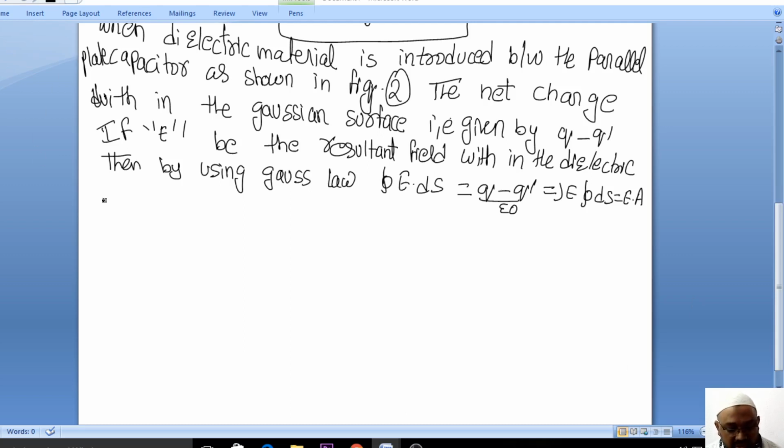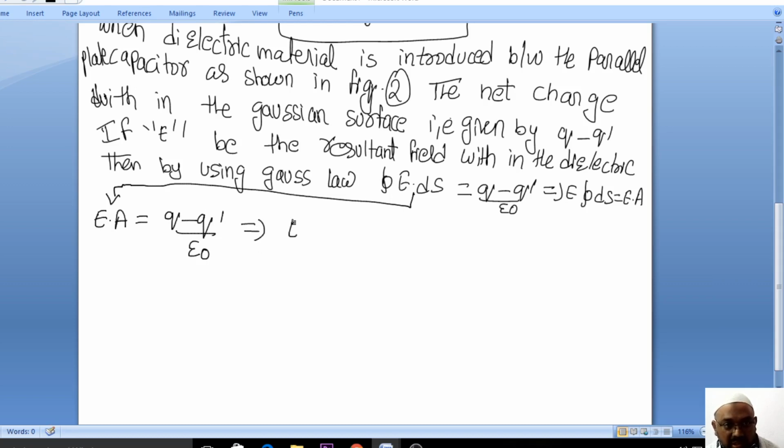So this equation will become E into A is equal to q minus q dash by epsilon naught. So now you got this value. What is the actual value of capital E? Capital E is equal to q minus q dash by epsilon naught into A. This is equation number 3. Now this is equation number 2, 3.